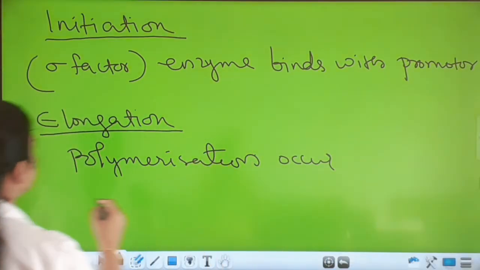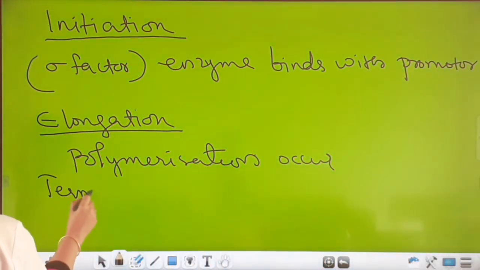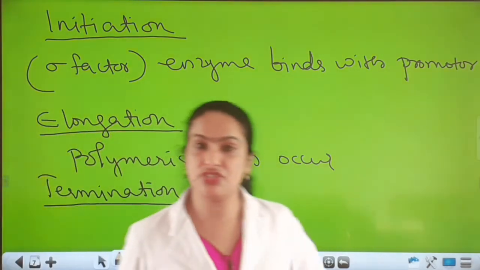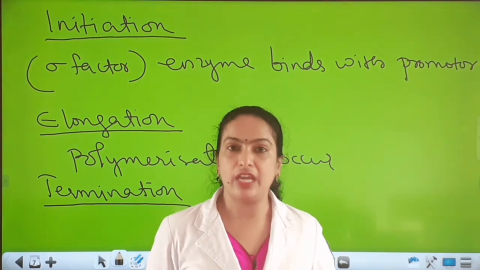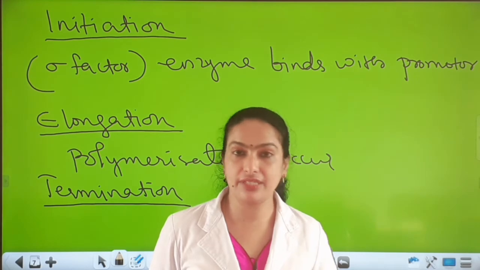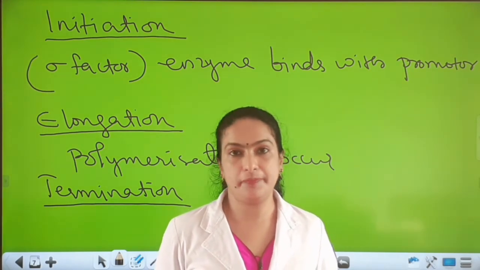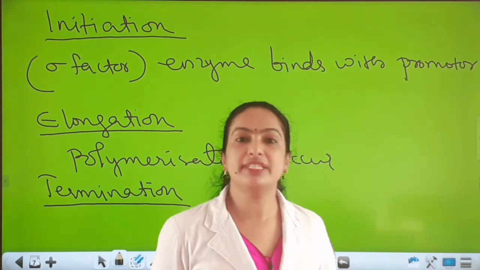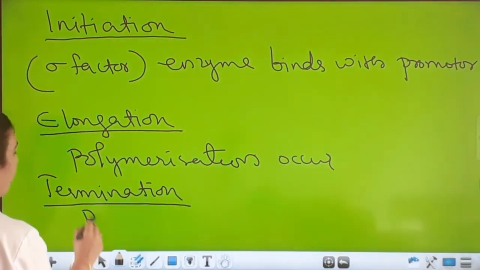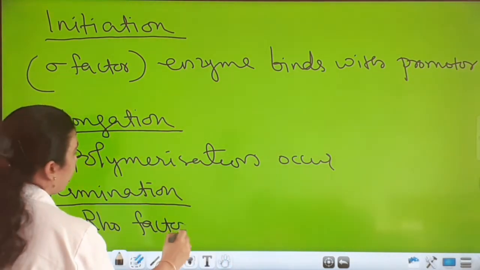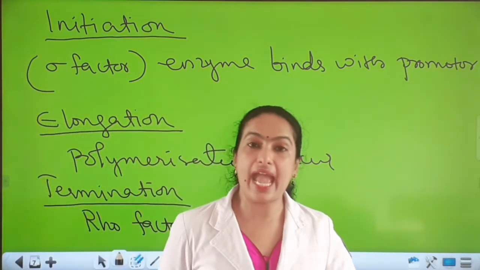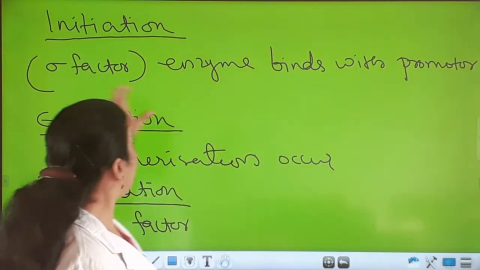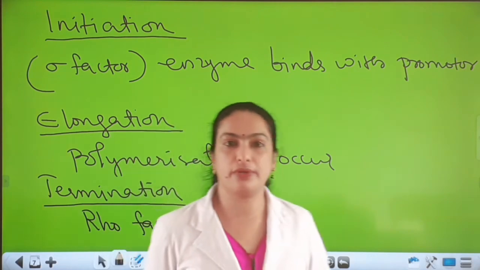Next process is termination. See, termination, there is a terminator gene in the segment of DNA. When the RNA polymerase enzyme reaches this terminator gene, that defines the end of the transcription. And it is facilitated by a factor which is called a Rho factor. So, a Rho factor forms a hairpin loop to stop the transcription process. So, that's all about the steps involved in the process of transcription.